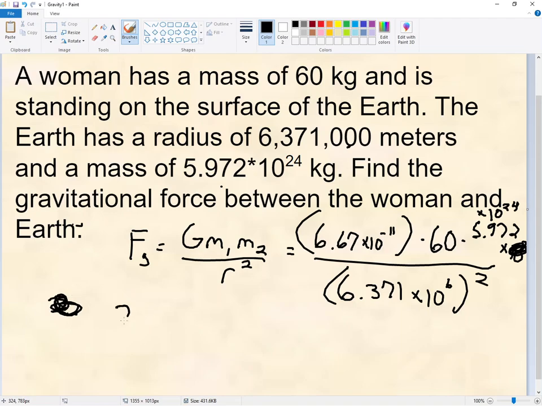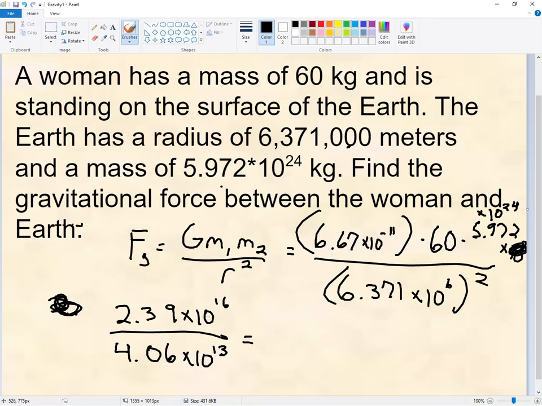So I get on top 2.39 times 10 to the 16th. Again, don't worry about rounding too much. On the bottom, I square 6.371 times 10 to the 6th. Be careful when you square this in your calculator. I would write it just like I have here: put in parentheses 6.371 times 10 to the 6th, close parentheses, squared. So on the bottom, I get about 4.06 times 10 to the 13th.